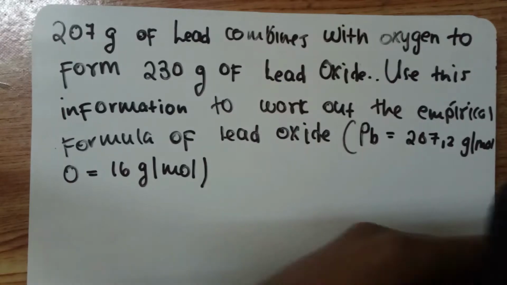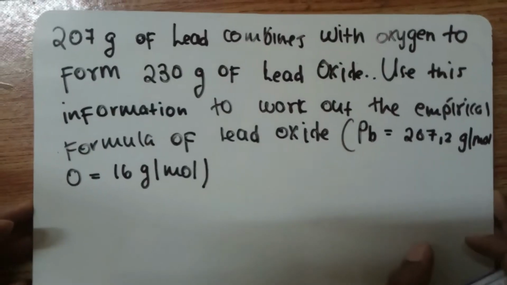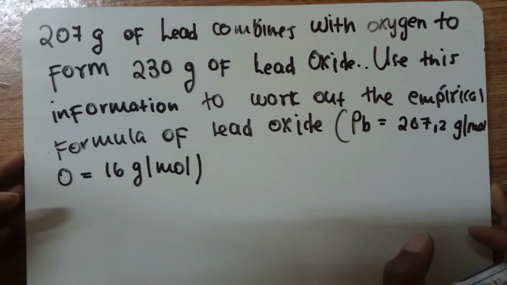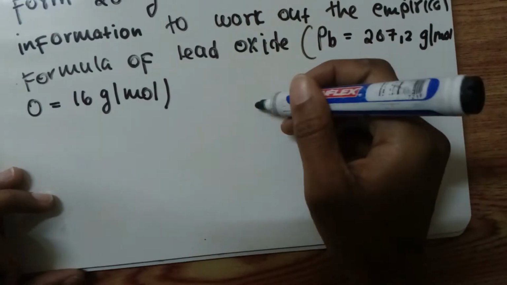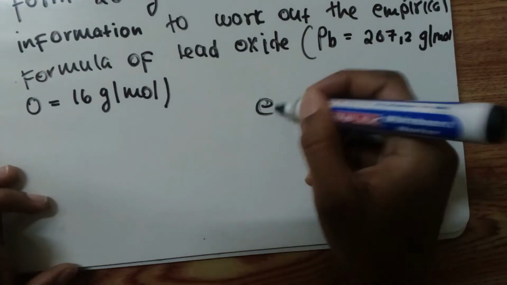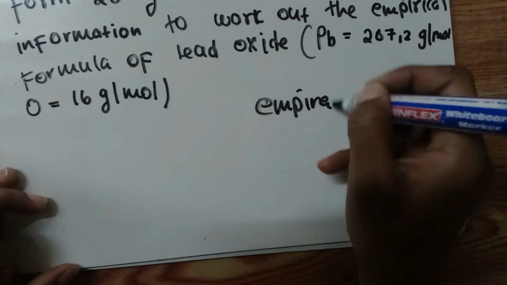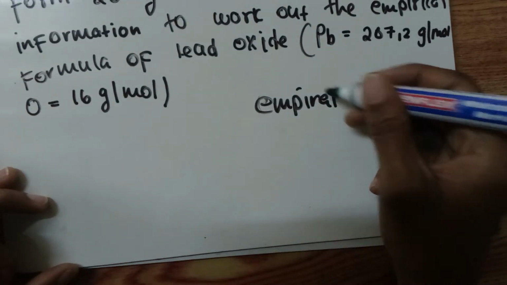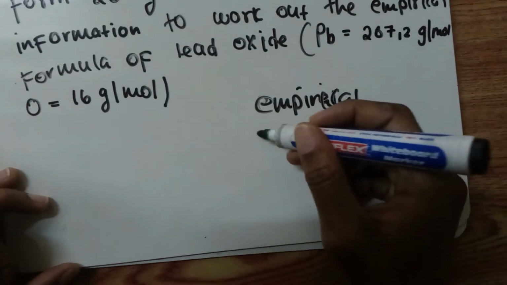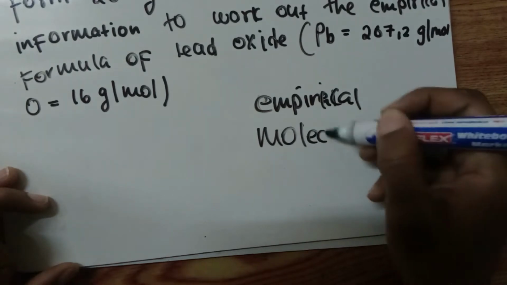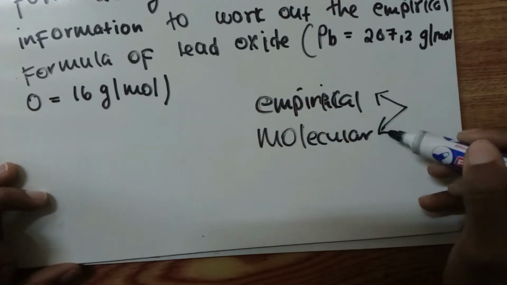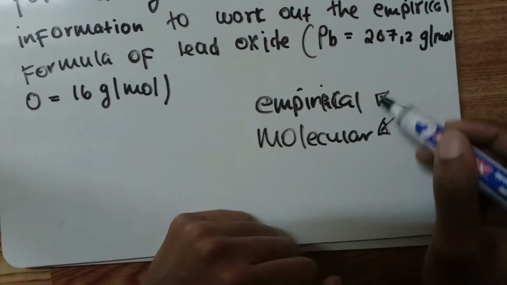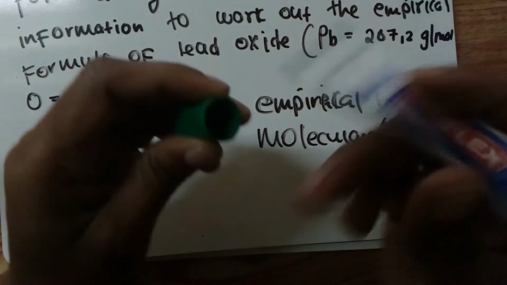In this lesson, I'm going to show you how to determine the empirical formula as well as the molecular formula. So there are two types, empirical as well as molecular. And by the end of this lesson, you're going to be able to distinguish between these two types of formulas and how to find each, right?